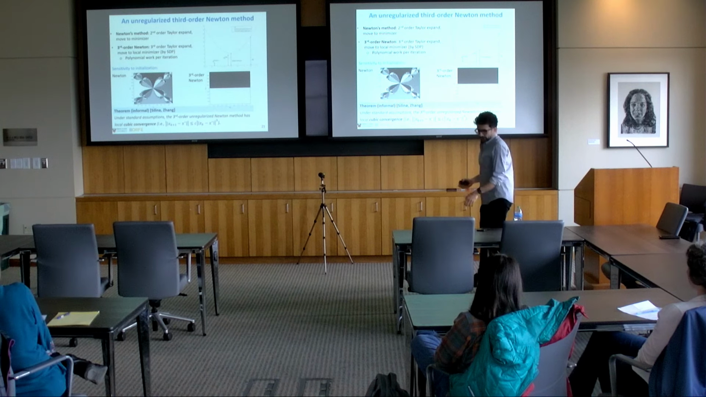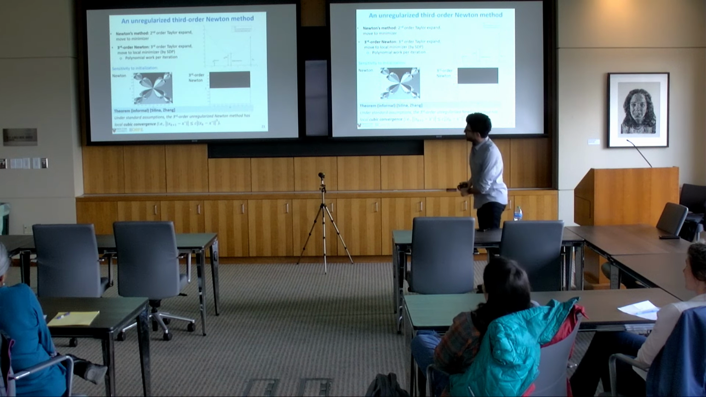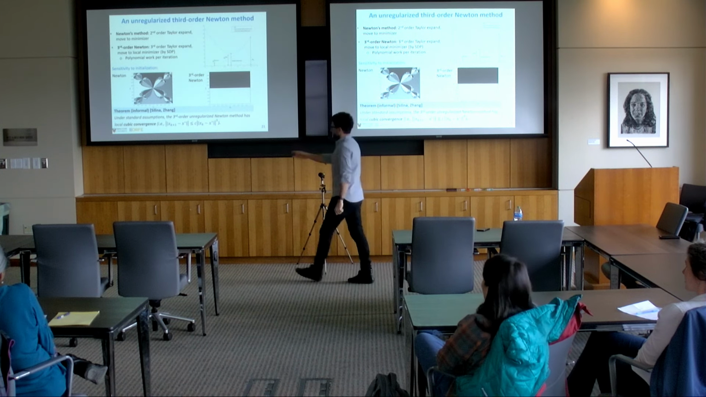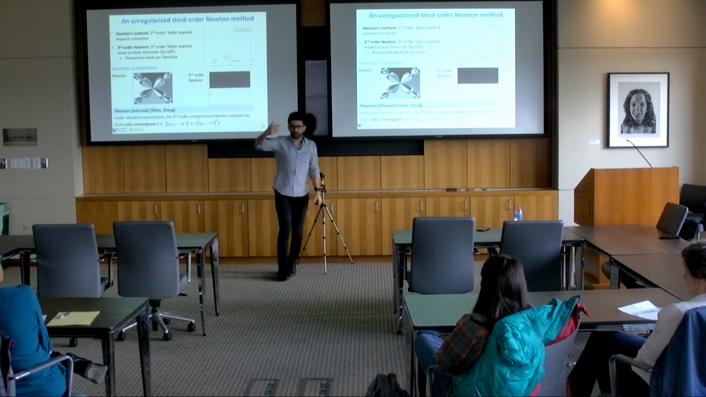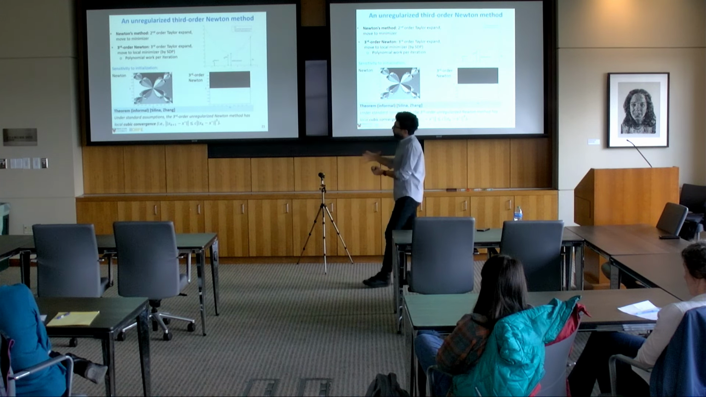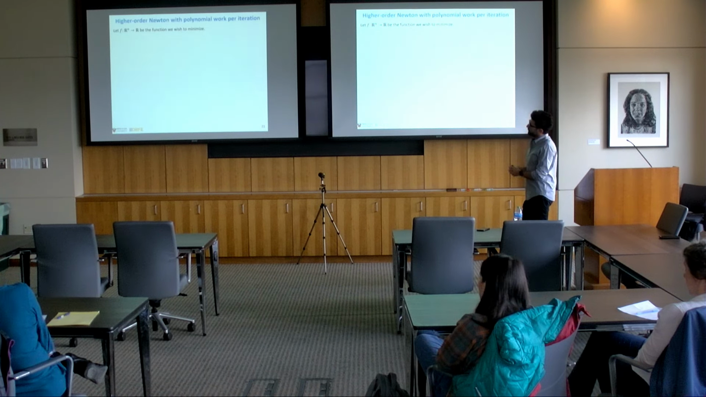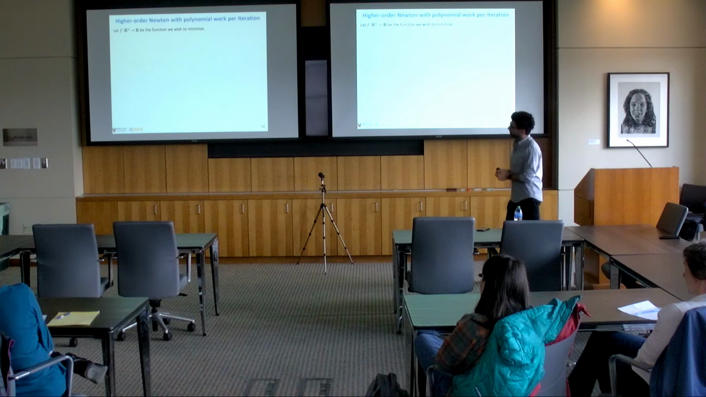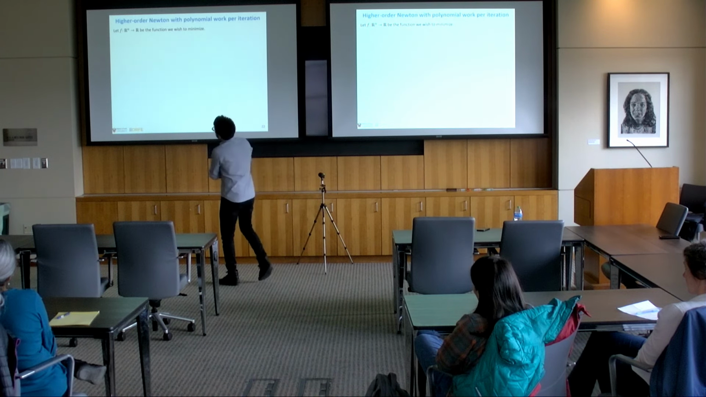But then the question that I wanted to address, and this is what we did with Abrar and Jeff, is what about higher than 3? So can I make this order go as high as you want while keeping the work per iteration polynomial? Right? And this is our newest paper, and I only have one slide on it, again, very high level. I want to describe to you the algorithm that achieves this.